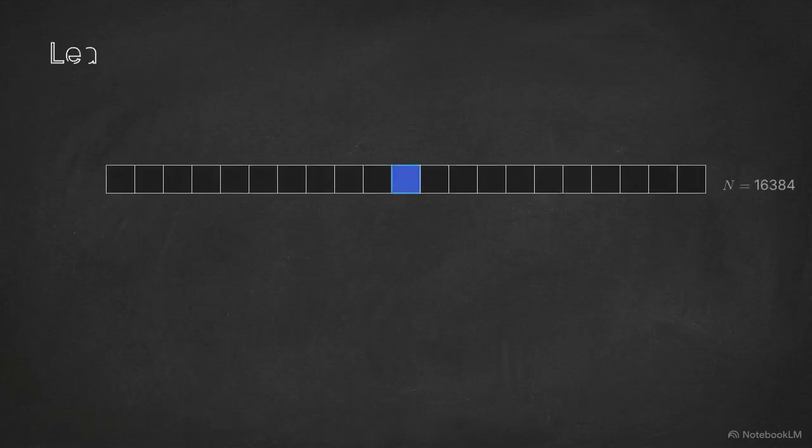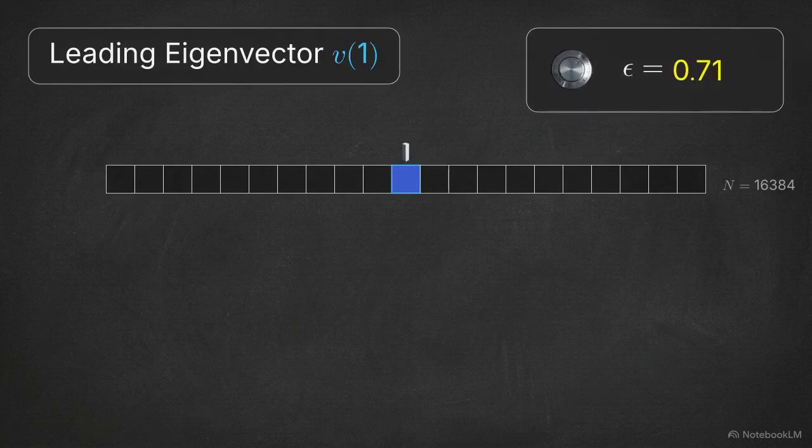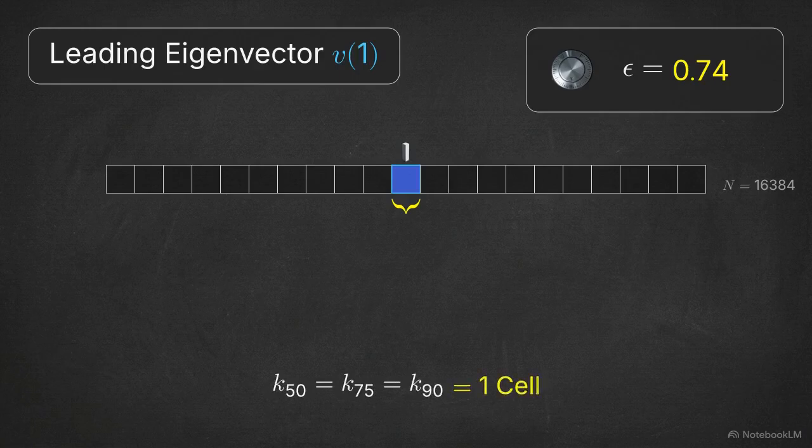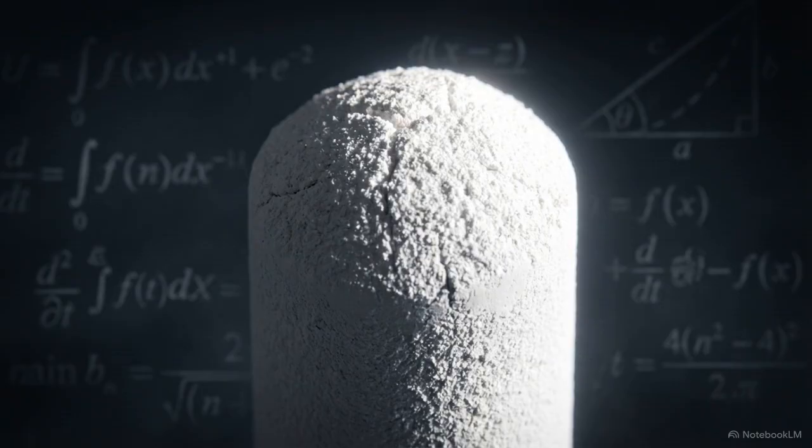Let's examine the leading eigenvector, V1, at this macroscopic scale. Across 0.01 increments of the coarse-band, this leading state acts as a sharpened null. It remains static, resisting any geometric variation. The cumulative mass widths, K50, K75, and K90, are identically equal to 1. All measurable vector mass is locked inside a single column. The top 1% mass fraction is exactly 1.000000 for every combination of epsilon and n tested on this band.